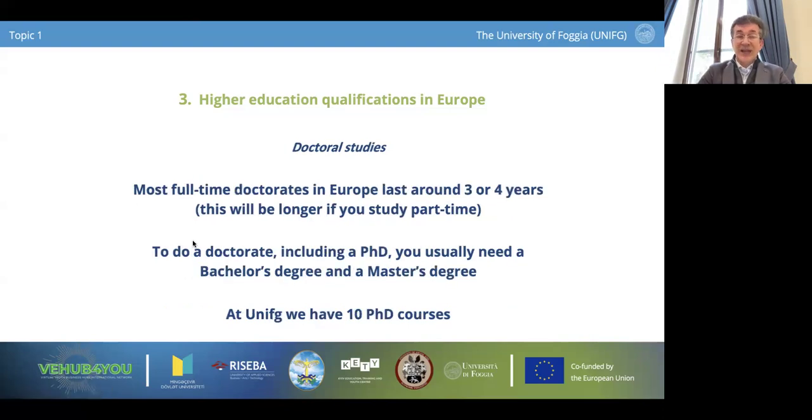And the last one, doctoral studies. Most full-time doctorates in Europe last around 3 or 4 years. To do a doctorate, including a PhD, you usually need a bachelor's degree and a master's degree. University of Foggia offers 10 PhD courses. Doctorates are ideal for people with a passion for research. They are especially useful if you want to work in academia, or become a specialist in a particular field or an industry researcher. Doctorates typically focus on independent study and research, specialized in one particular subject. To apply, you usually have to submit a research proposal, outlining what your doctorate aims to achieve.